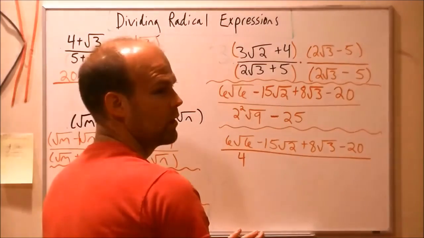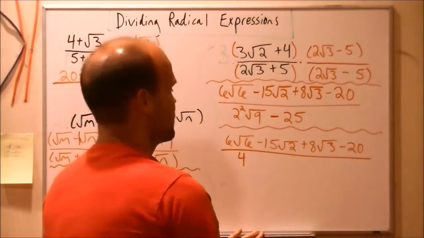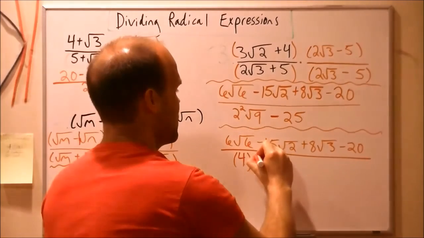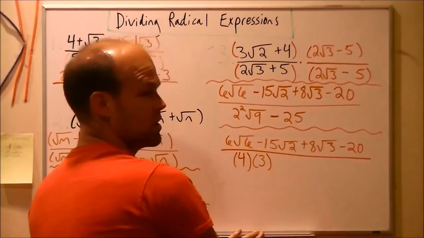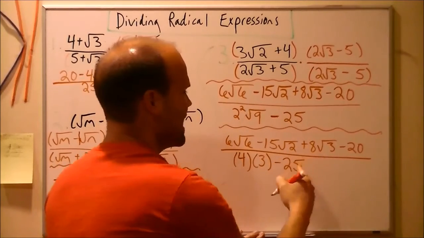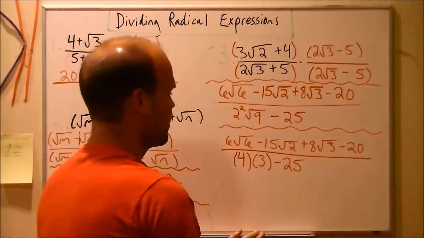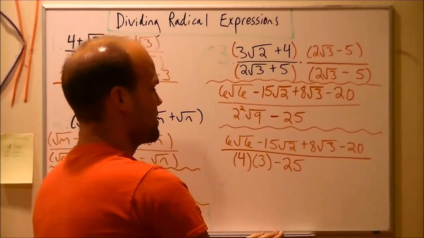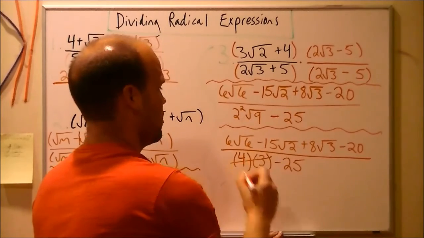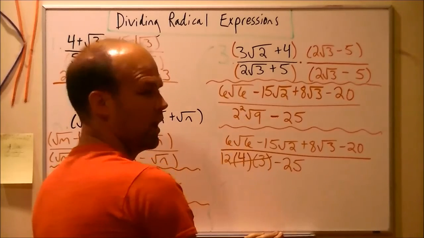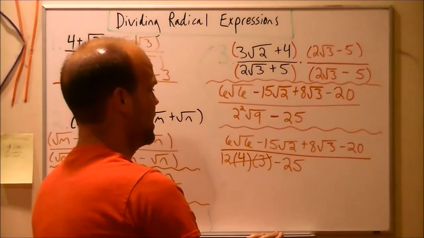Okay, what's the square root of 9? That's 3. And look, these two are multiplied by each other, so 4 times 3, which is the square root of 9, minus 25. And to save space and not rewrite all that numerator again, let's just combine these right here. What is 4 times 3? That's 12. So let's just rewrite it as that.